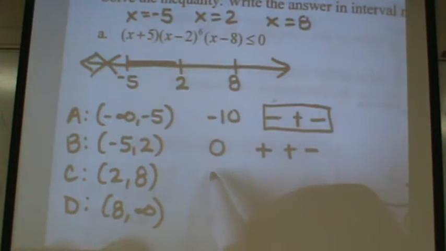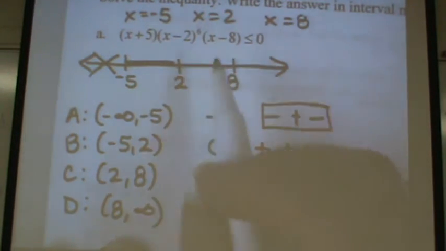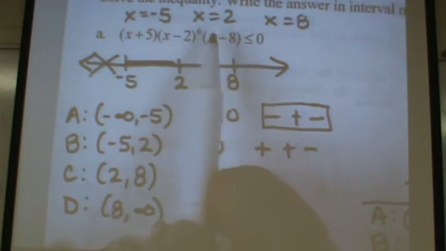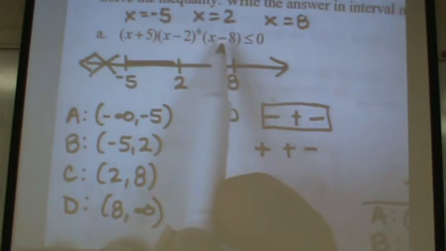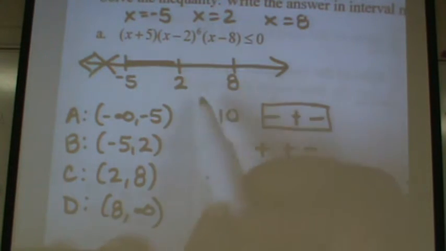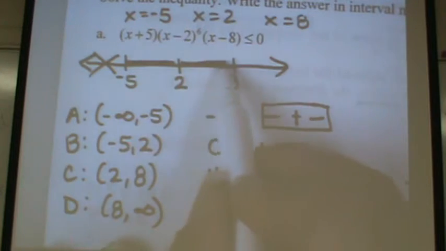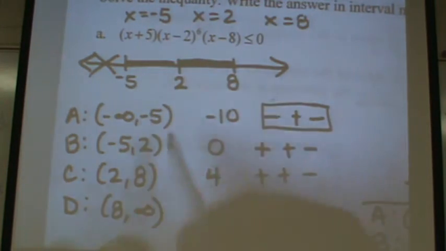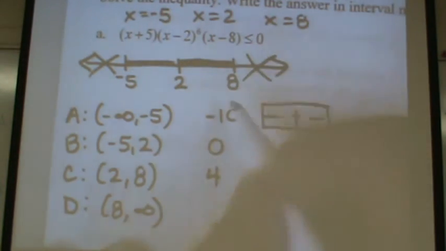How about from 2 to 8? Let's pick 4. What do we get here? Positive, positive, and negative. Does that 2 to 8 work? Yep, it does. And from 8 to infinity, it's going to be all positives. That does not work. This region doesn't work.